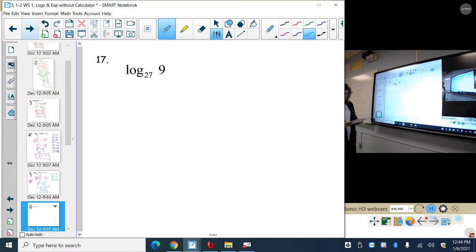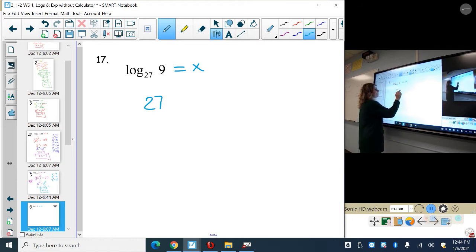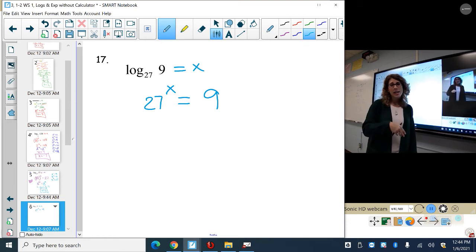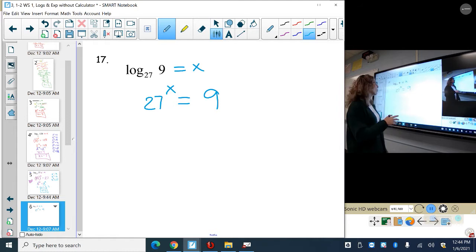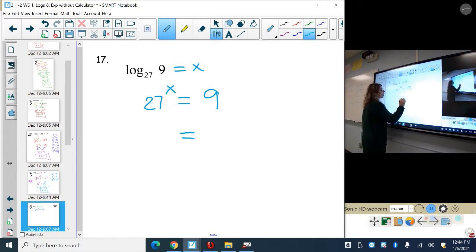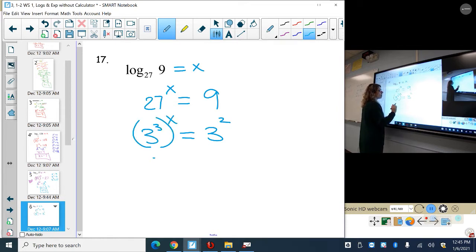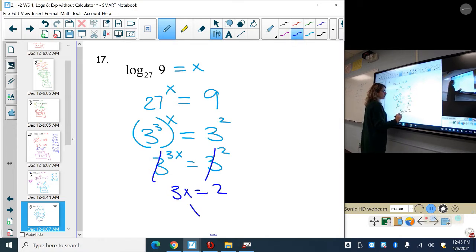Keep going, number 17. Log base 27 of 9 is equal to x. My base is 27, my exponent's x, and this is 9. Now 27 and 9, I can't express 27 as a base of 9, but I can express them both as the same base, and that base can be a 3. So we know that 3 squared is 9, and we know that 3 cubed is 27. So this is 3 to the 3x is equal to 3 squared. At this point, cross off the bases, and I can set my exponents equal to each other to give you 2/3 equaling x.